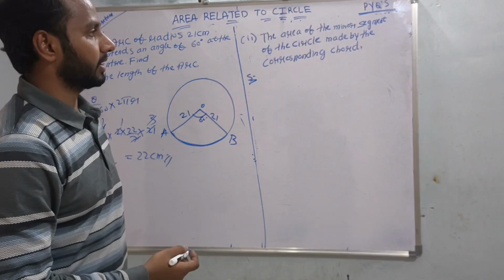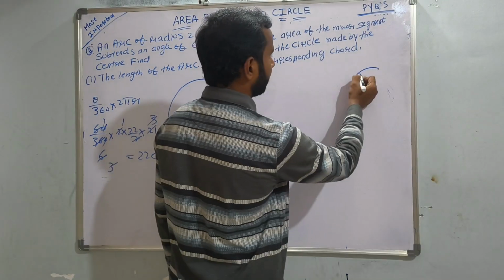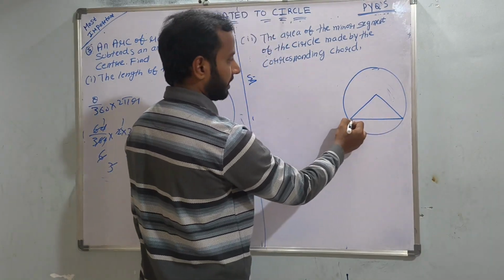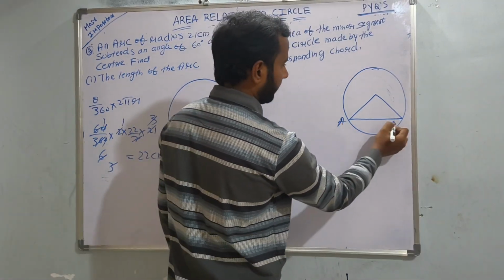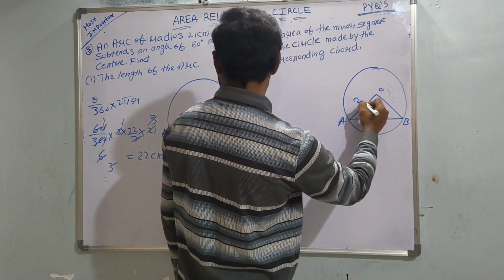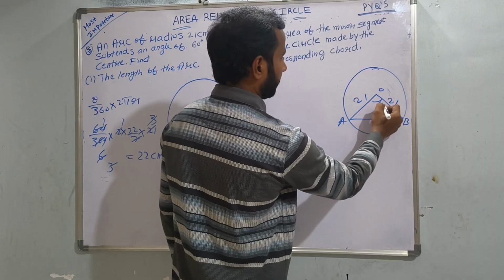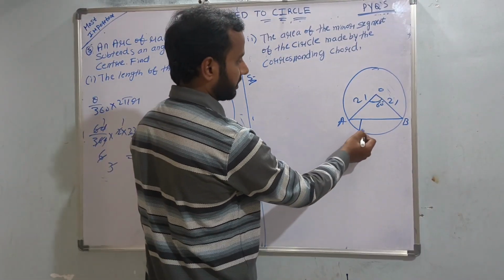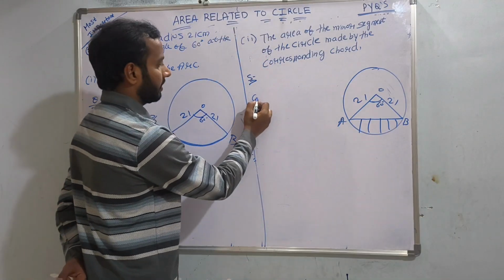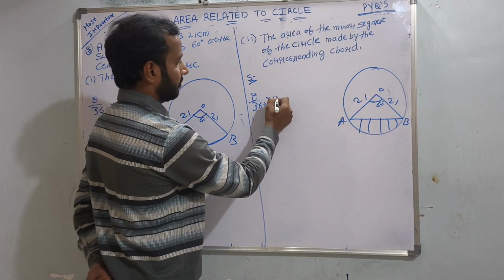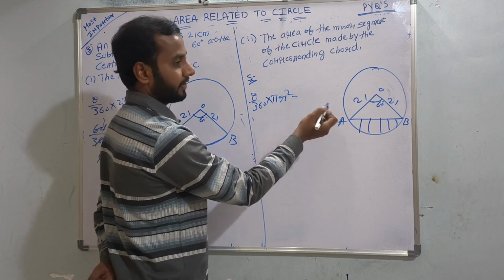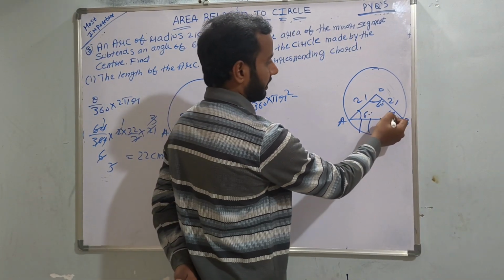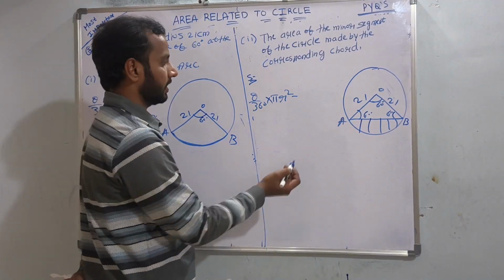Now, area of the minor segment. To find the area of the minor segment, whenever the segment is there, we need to draw a chord. A, B, O. Radius is again the same, 21. Angle is here 60 degrees. To find the area of the minor segment, this part, again we have the formula theta by 360 into pi r square minus area of triangle. Which triangle will we use? If the angle is 60 degrees, then always we will use root 3 by 4 a square, that is the equilateral triangle.